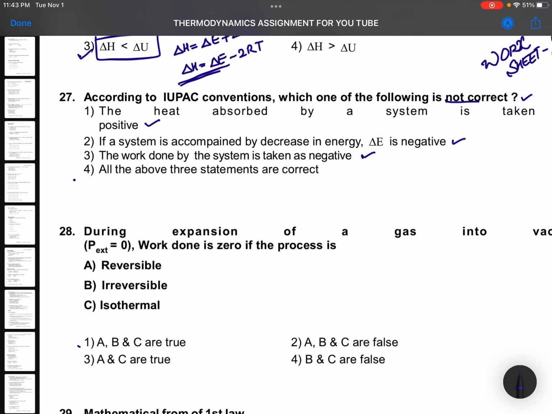So, which is not correct? All the above three statements are correct. So, what do we need to take? The heat absorbed by the system is taken positive. Okay, for this kind of question, funny, because chemistry teachers may not know English properly. If we take this option, what does it mean? All the above three statements are correct. Is it not a correct statement? Funny, all the statements are right. Okay, so I'm sorry for this option.